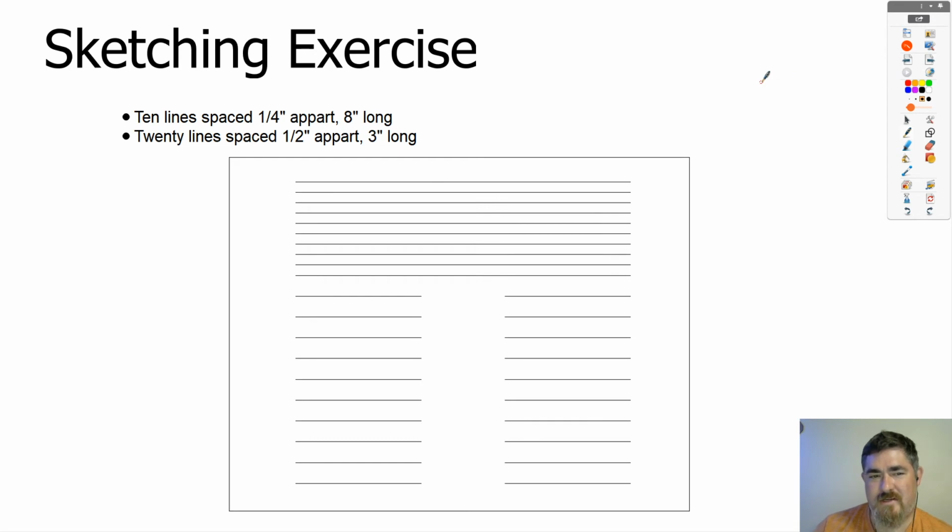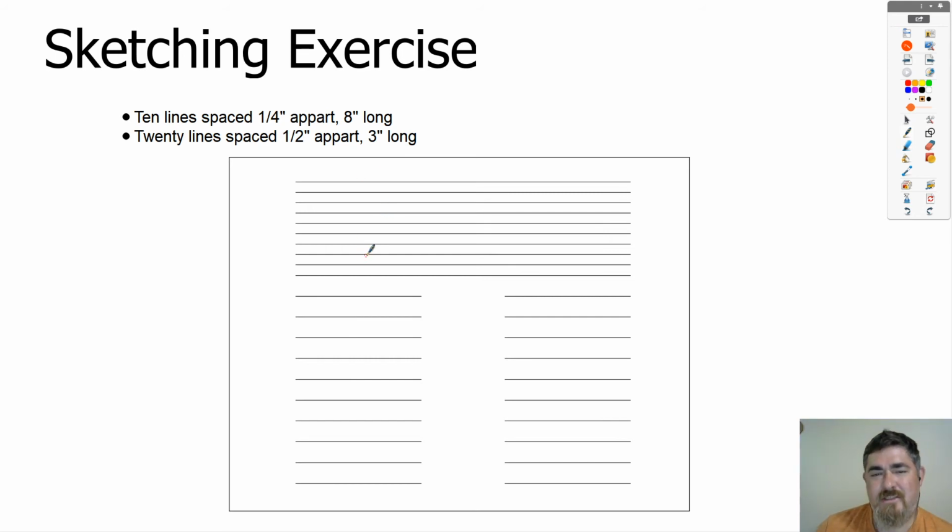All right, so the first exercise I want you guys to do is this. The rectangle here is a regular 8.5 by 11 sheet of paper, but you could also do it in your sketchbook if you have that already. And so I want you to draw 10 lines. So these first 10, 8 inches long, about a 1/4 inch apart. You just estimate it. You don't need to get a ruler out and measure it. Kind of estimate, okay, what's a 1/4 inch? If you're not sure what a 1/4 inch is, maybe look at a ruler just to kind of see.